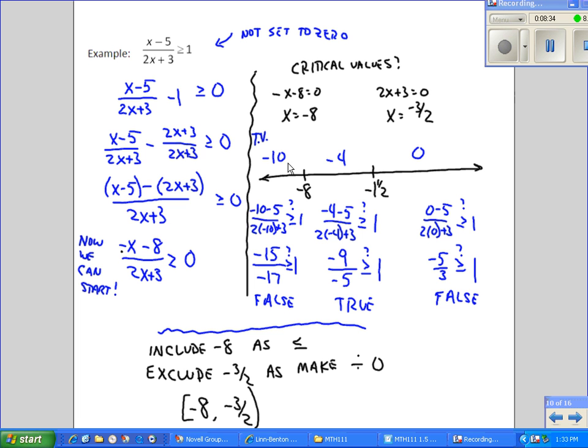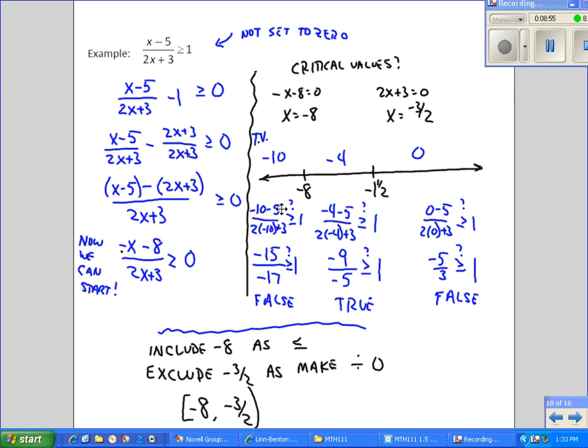Again, it's arbitrary how we're picking these test values. We just pick an arbitrary number in each of these regions. So I picked -10. -9.5 would have been fine also. So would -268. Any number less than -8, any number between -8 and -3/2, and any number larger than -1.5.